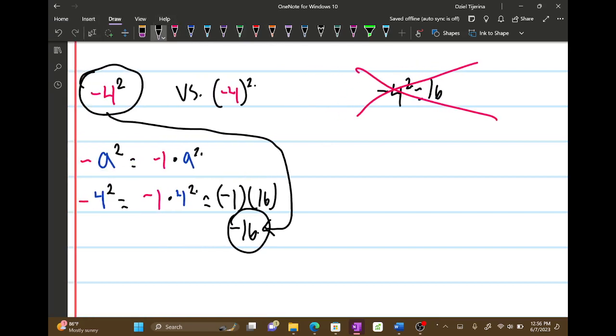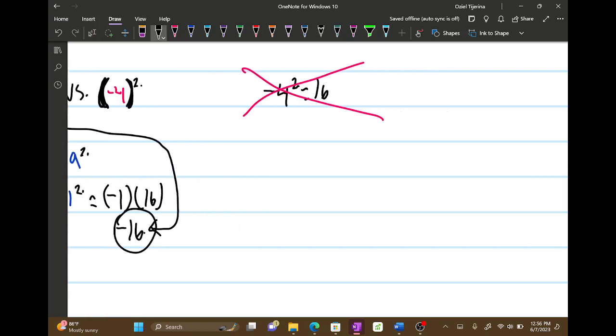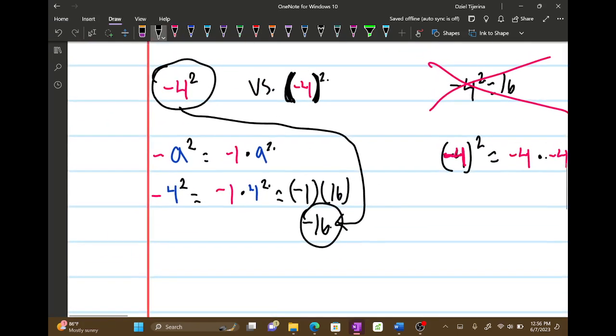Now, if it does have parentheses, this is why the parentheses are so important, because they say that negative 4 is all squared. It's being squared. So this is really said as negative 4 times negative 4, and this is equal to 16. So we have to know the difference.